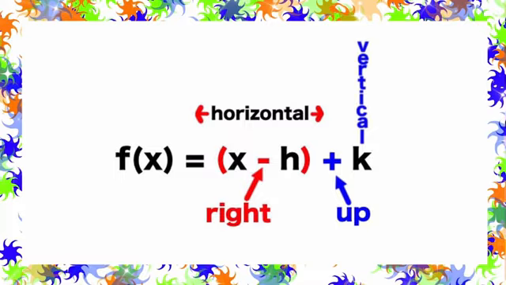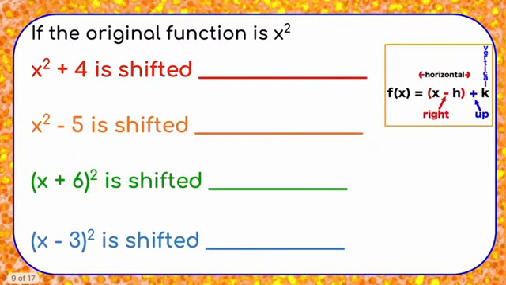So let's use this on some examples. I'll get you started here. So our first one, x squared plus 4. Would you say that plus 4 is inside parentheses or not inside parentheses? It's not inside, I don't even see parentheses, so definitely nothing to do with parentheses. So that means I am talking about a vertical shift. If there's a plus sign, it's up. So I'm going to say up 4 units.